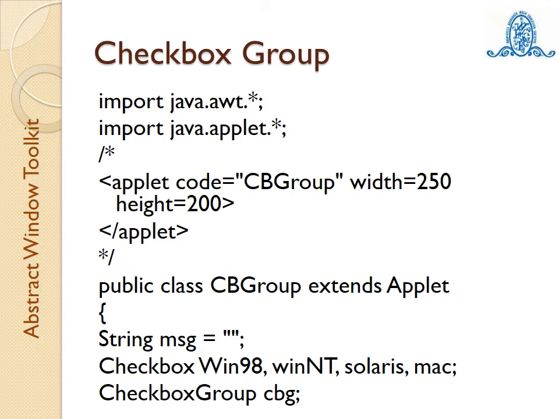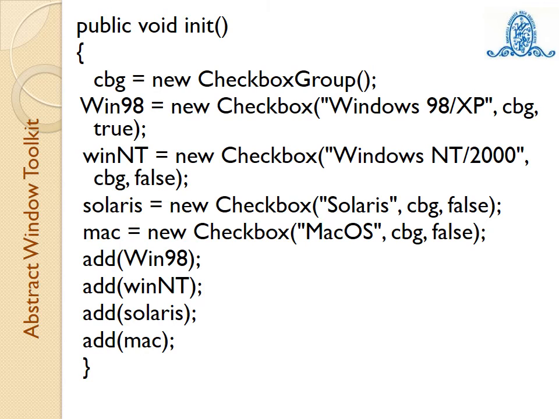Again here, first the packages are imported, the applet tag is added, then the applet class is defined. Here four checkbox variables are declared, and the group variable is created, which is the CBG, checkbox group. Now in the init method, the object of this checkbox group is created, which is CBG is equal to new checkbox group. Then the four checkboxes are created using either the fourth or fifth constructor form.